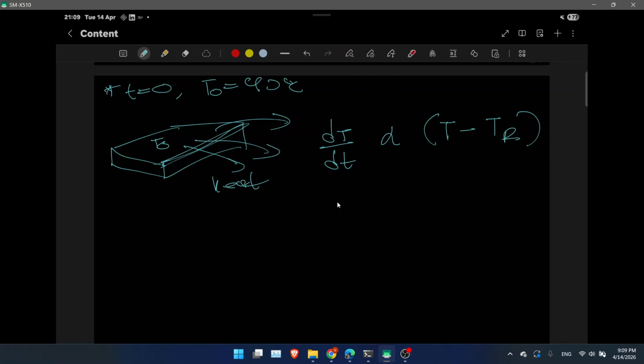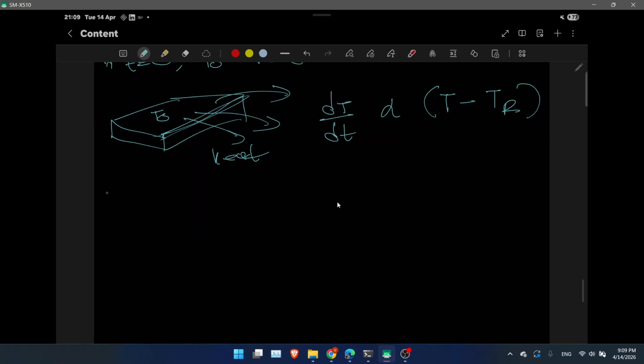The question also says that after 5 minutes, when t is equal to 5, the temperature drops to 16 Celsius. And what they ask is to solve the differential equation and estimate the temperature after 10 minutes.